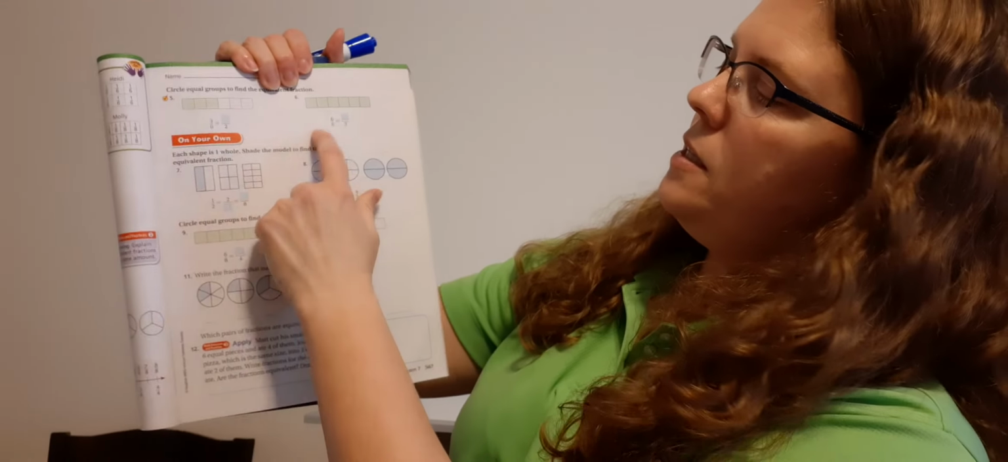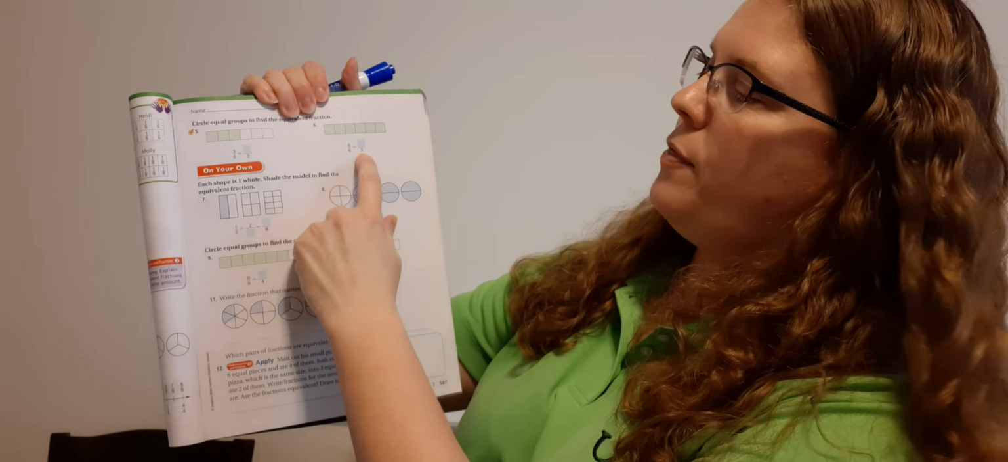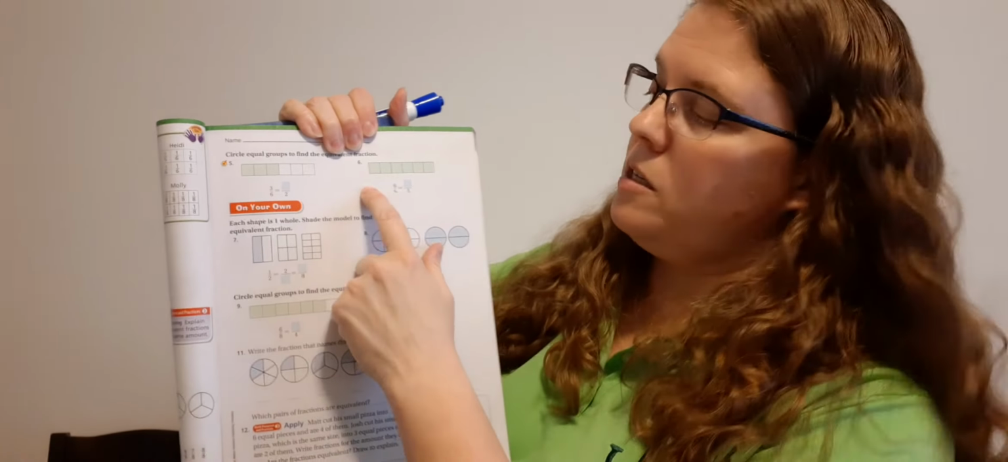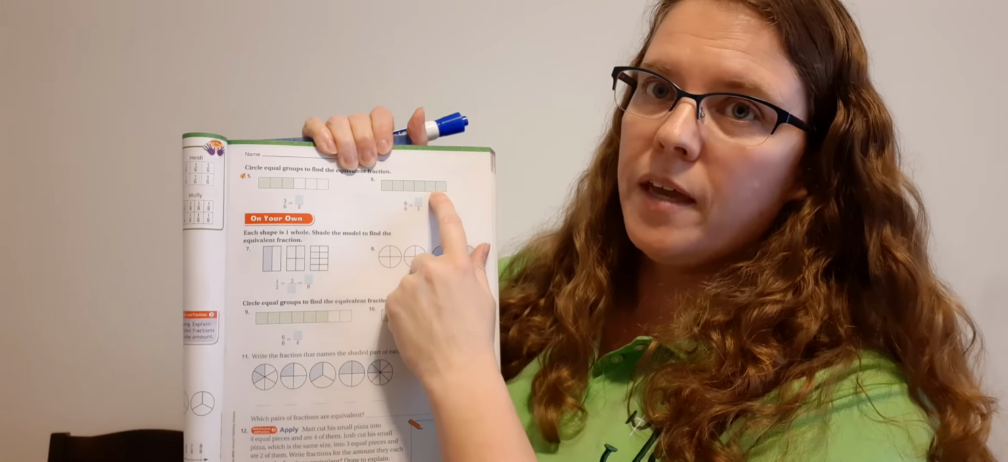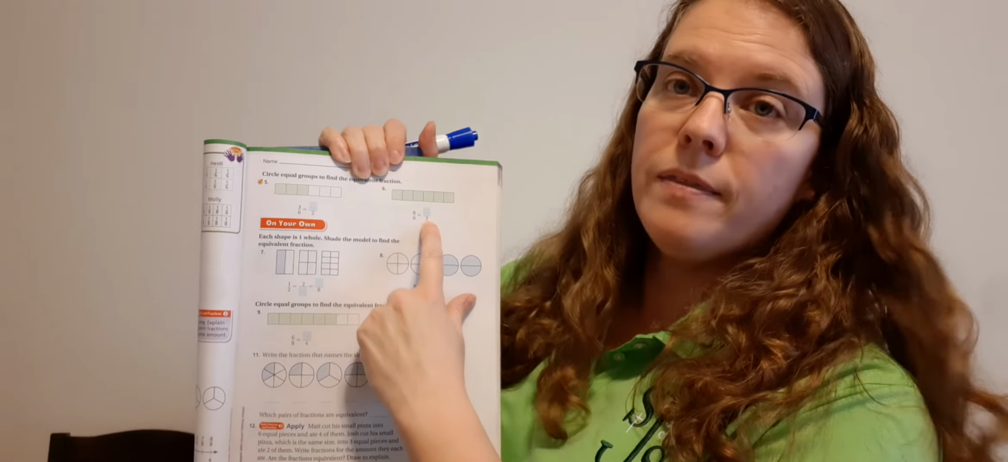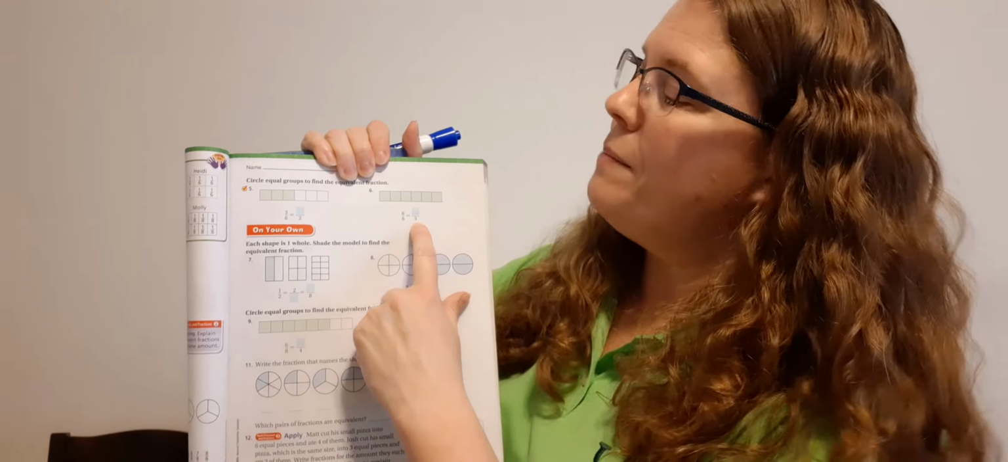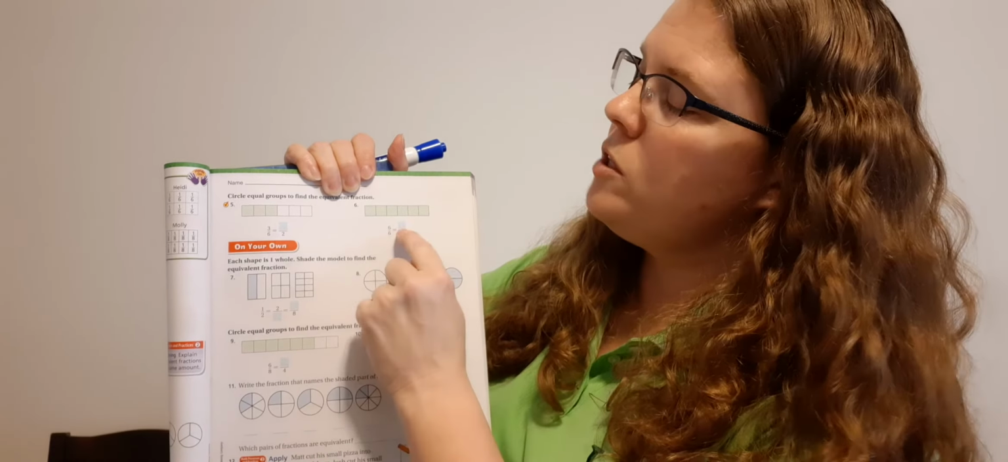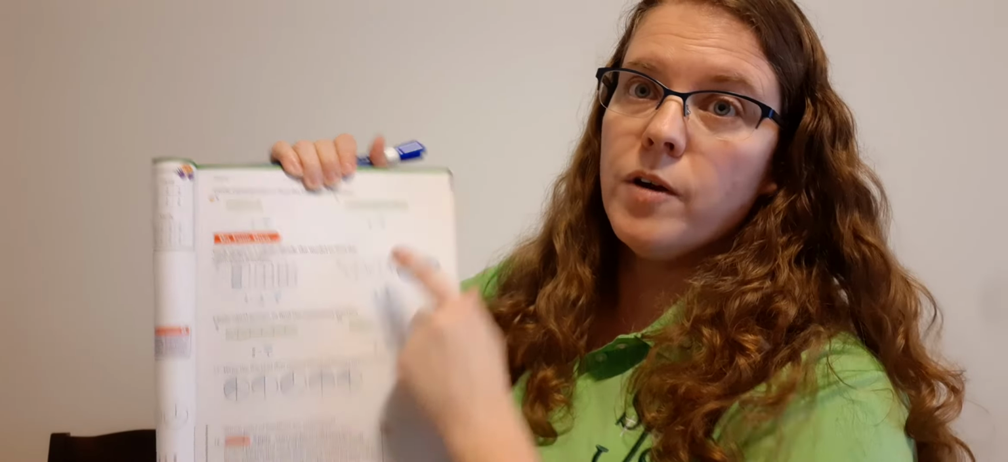All right, number 6. 6/6 equals how many thirds? Well, this one's easy because 6/6 is the whole thing, right? It's 1. So even if I break this into thirds, it doesn't really matter because it's going to be the whole thing. So it's going to be 3/3, right?